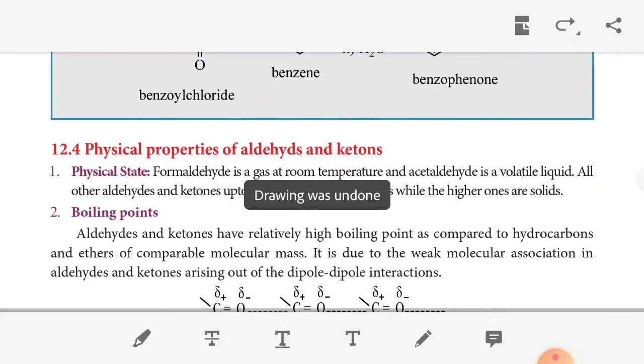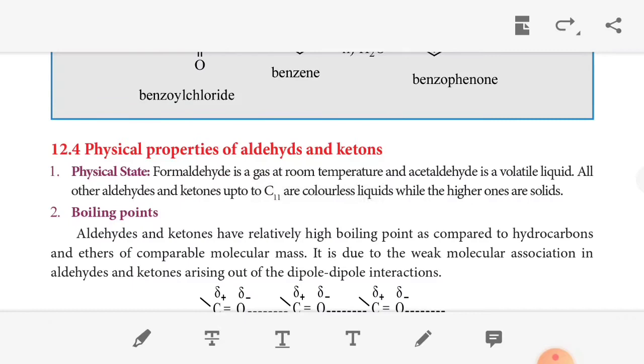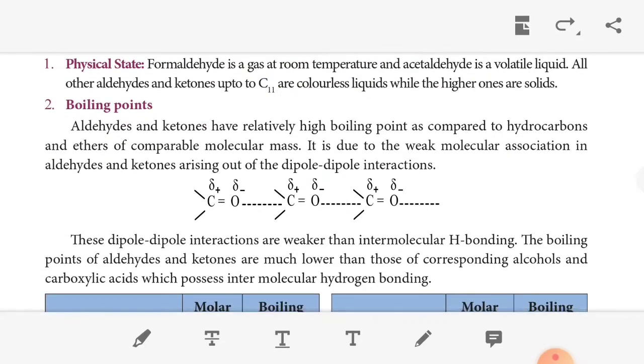The next topic, physical properties of aldehydes and ketones. Formaldehyde, HCHO, is a gas at room temperature, whereas acetaldehyde is a volatile liquid. All the other aldehydes and ketones are colorless liquids. Then boiling point: aldehydes and ketones have a higher boiling point compared to hydrocarbons and ethers, because of dipole-dipole interaction, a weak molecular association. These dipole-dipole interactions are weaker than hydrogen bonding, so boiling points of aldehydes and ketones are much lower than those of the corresponding alcohols and acids.